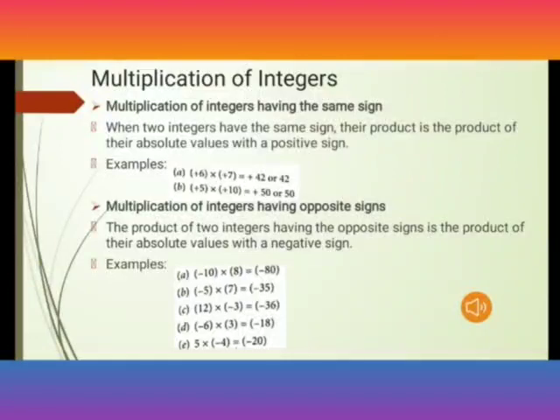Minus 5 multiplied with a positive number 7 will give you the answer minus 35. As you can see in the other example given in the slides, having opposite signs, the answer will be minus, or you can say the negative integer.